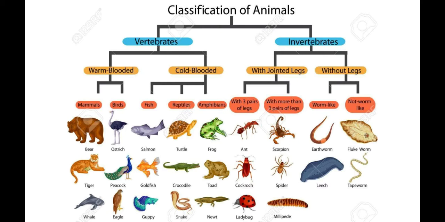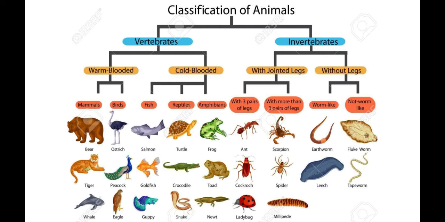Animals are classified into two types: one is vertebrate and another one is invertebrate. Again, vertebrates are classified into warm-blooded and cold-blooded, and invertebrates into jointed leg and without legs. Warm-blooded: mammals and birds. Cold-blooded: fish, reptiles and amphibians. Jointed leg: 3 pair of legs, more than 3 pair of legs. Then without leg: worm-like and not worm-like. So this is the classification of animals.